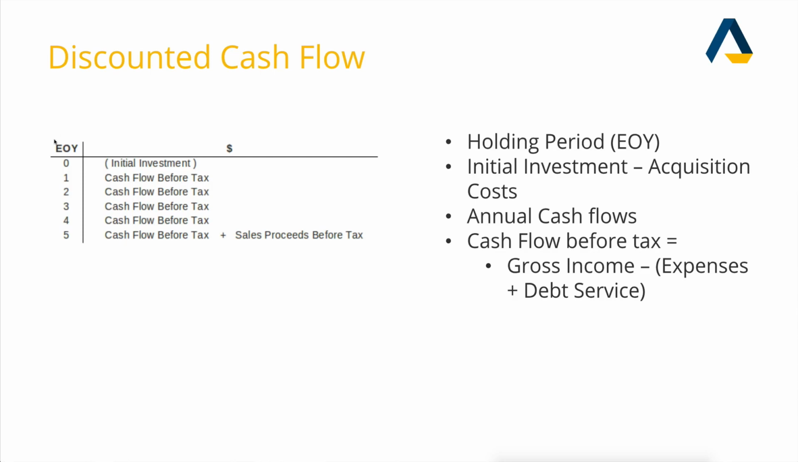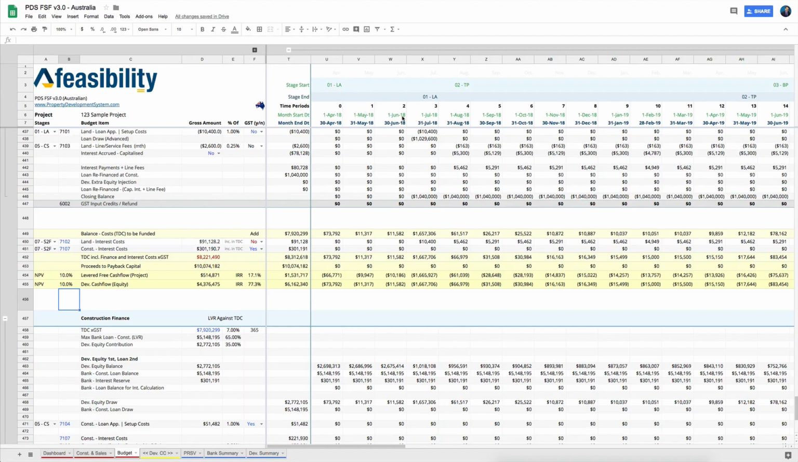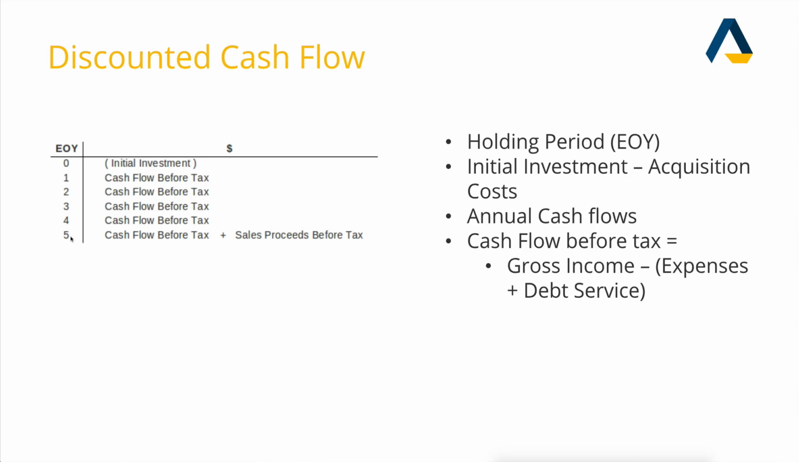So this is a simple example that we are continuing from there. Let's say end of year. This is a yearly example, but our feasibilities are done on a monthly basis. There's no difference. The only difference is that the timeline over here is in months, and the timeline in this example is in years. So at end of year, we've got 0, 1, 2, 3, 4, 5. You've got cash flow before tax, and then cash flow before tax plus sales proceeds before tax, because you can use this method to do a feasibility on an investment property as well.